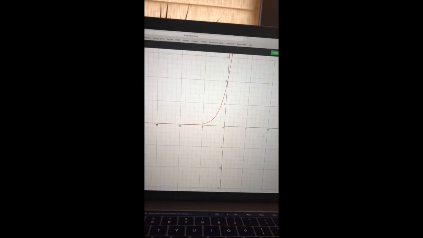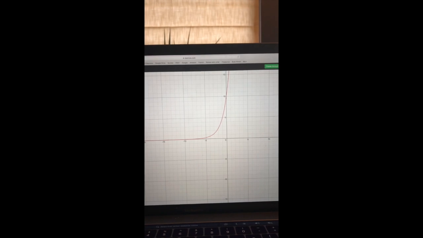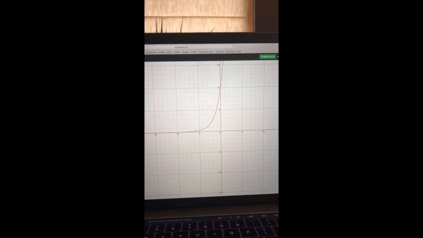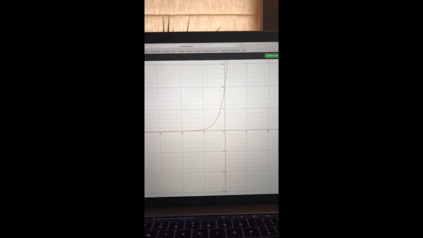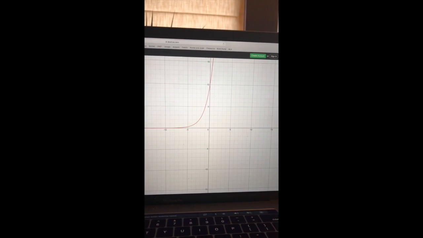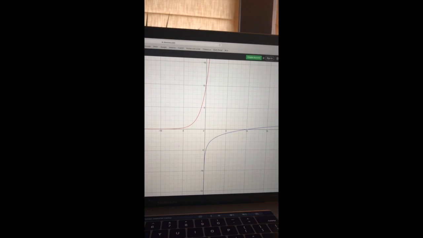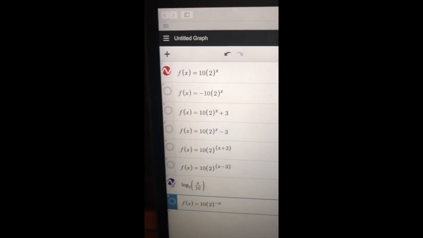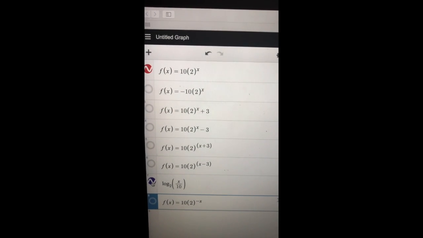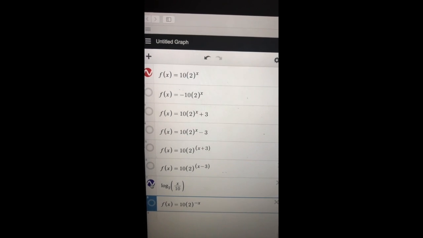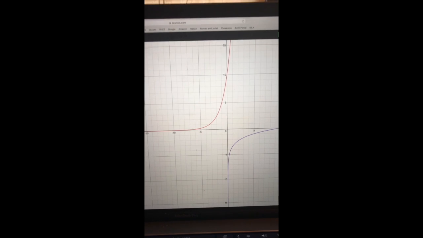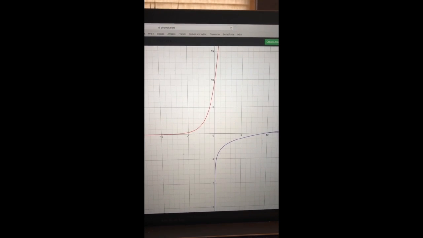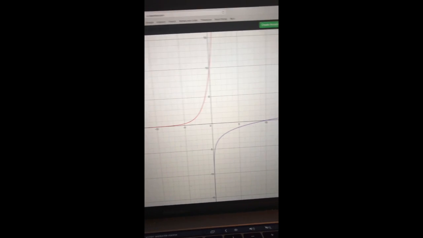Now let's imagine we want to reflect it across the y equals x axis, which is this one, and get the inverse variation. That would look like this, and that is log base 2 of x over 10. And we'll get into how you would find the inverse relation a little later.